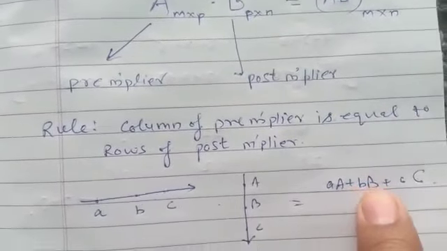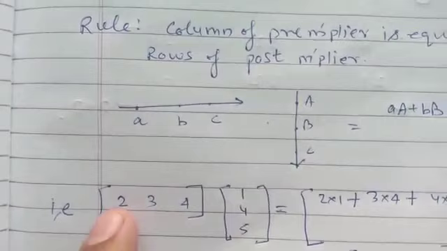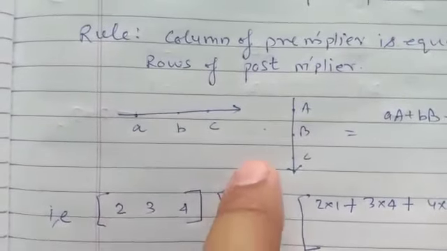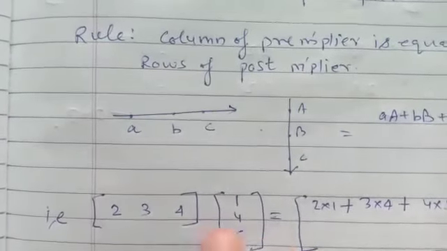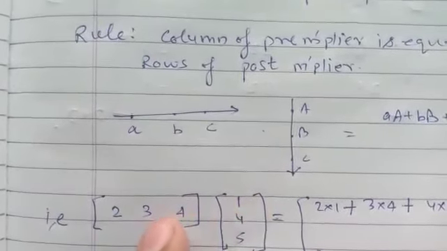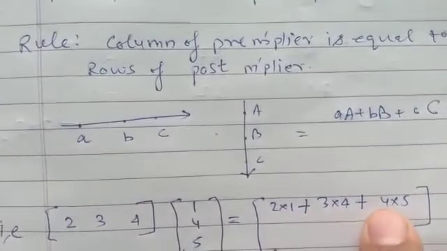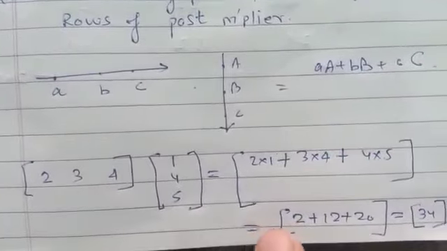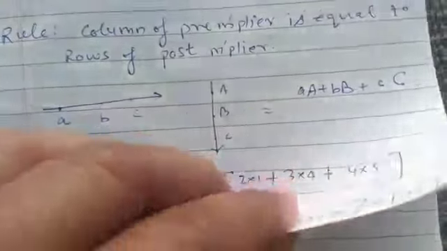Let's take an example. 2, 3, 4 and 1, 4, 5. We have to multiply this. So 2 into 1 plus 3 into 4 plus 4 into 5, in this way. And after simplifying this, we will get this. Now take another example.